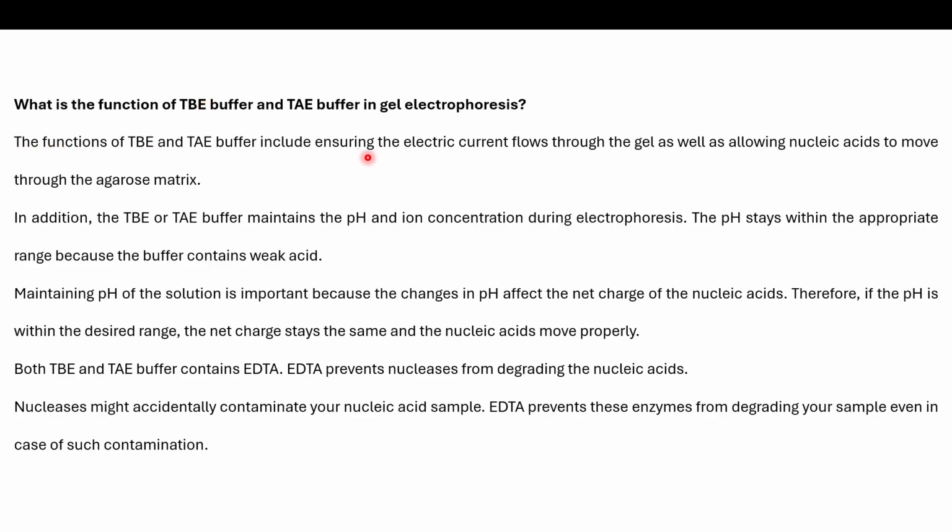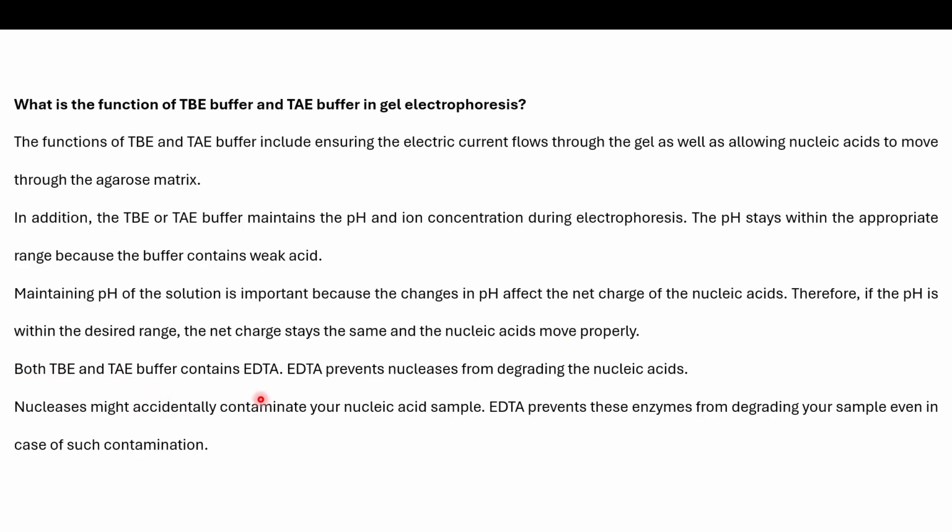Functions of TBE and TAE include ensuring the electric current flows through the gel, as well as allowing nucleic acids to move through the agarose matrix. In addition, the TBE or TAE buffer maintains the pH and ion concentration during electrophoresis. The pH stays within the appropriate range because the buffer contains a weak acid. Maintaining the pH is important because changes in pH can affect the net charge of the nucleic acids, and hence if the pH is within the desired range, the net charge remains the same and nucleic acids move properly.